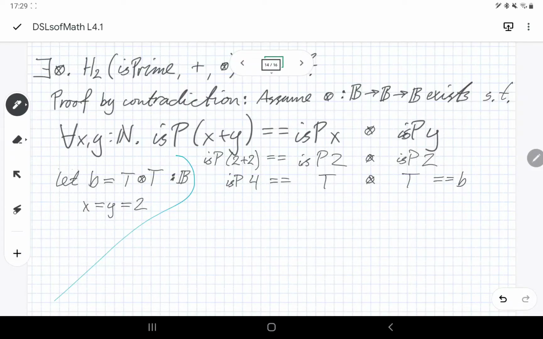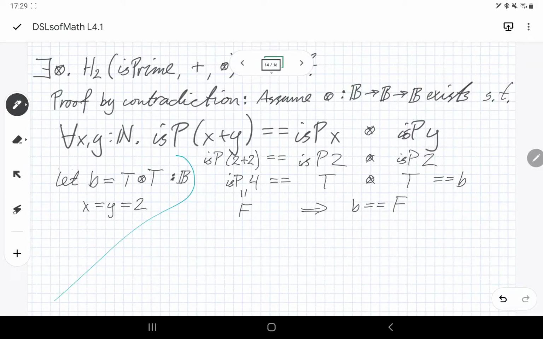Okay, we don't yet know what it is, but looking at the left-hand side, is p 4? Well, we do know what that is. That is equal to false. So, okay, we've now come to the conclusions. So this so far means that b must be false.